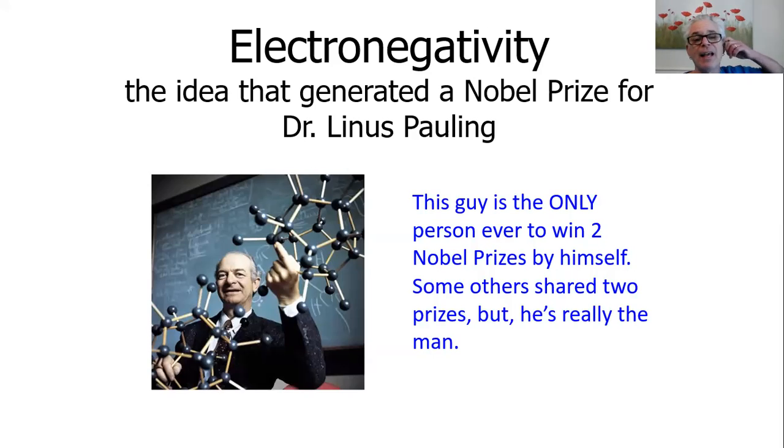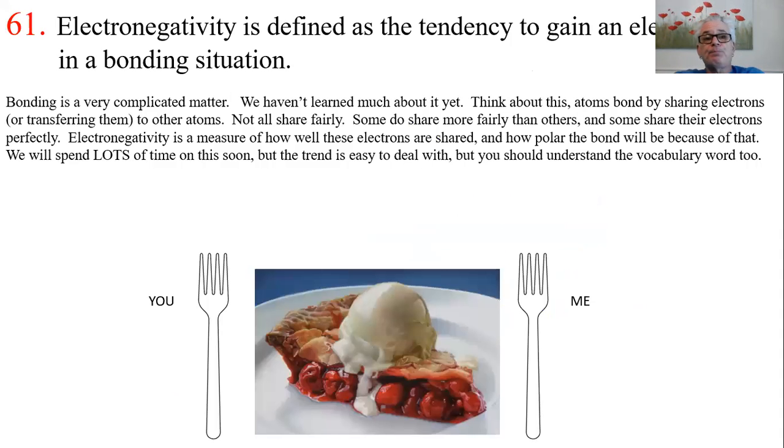Linus Pauling. He came up with this whole idea of electronegativity, which is like my favorite thing. So it's going to be your new favorite thing too. You have to understand this. I'm going to tell you a quick story. Let's get to the definition, then I'll tell you a story. Electronegativity is defined as the tendency to get an electron in a bonding situation.